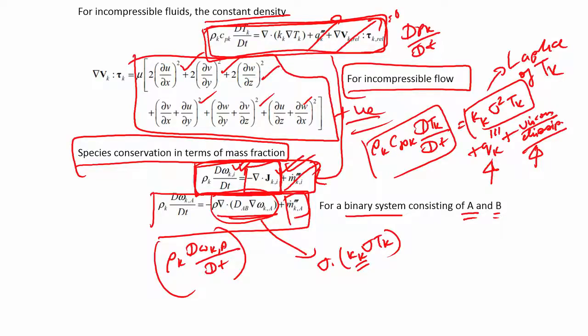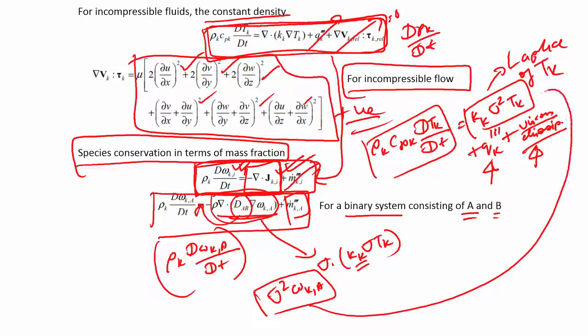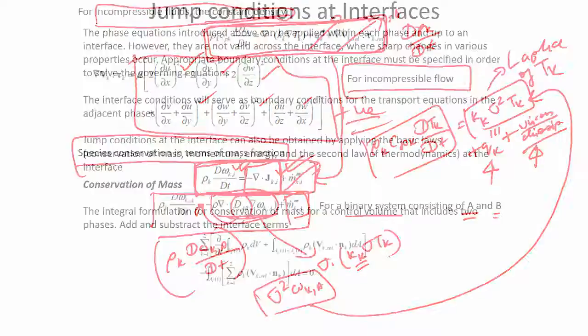In many cases it can be equal to 0. This dAB can also be a constant. So, in that case this will come out and you will once again get a Laplace of the omega kA, right. So, this Laplace of omega kA is very similar to this particular Laplace of the temperature. Okay. So, this is what we have for incompressible flow for constant density, right. So, we have done all the differential formulations over here.